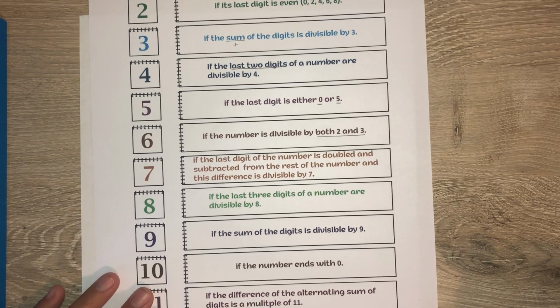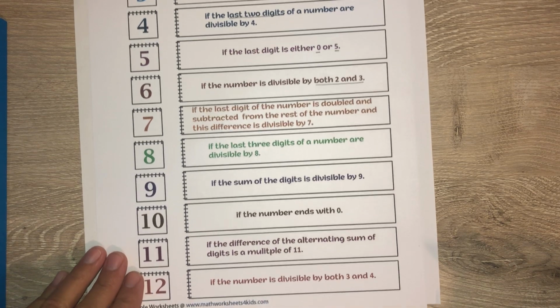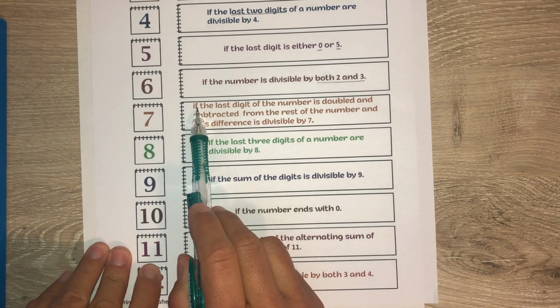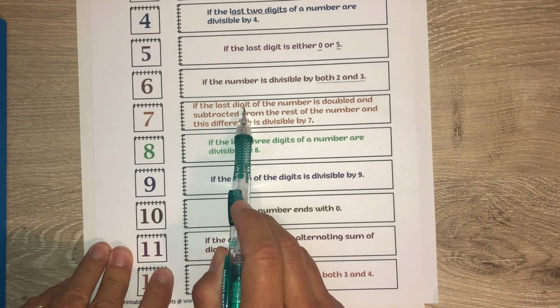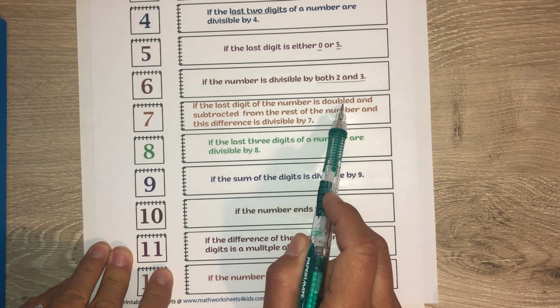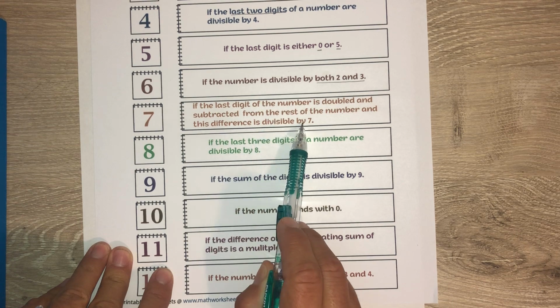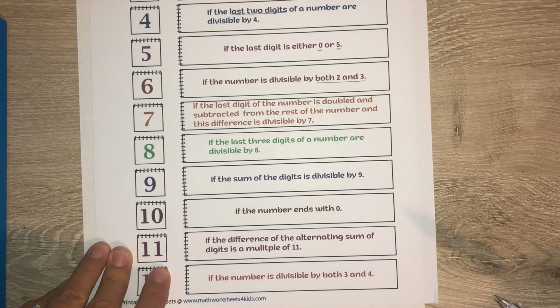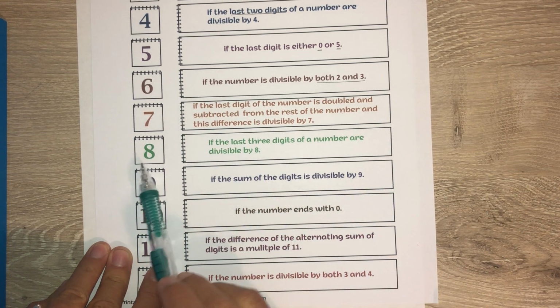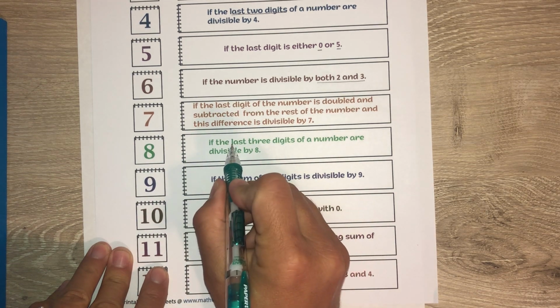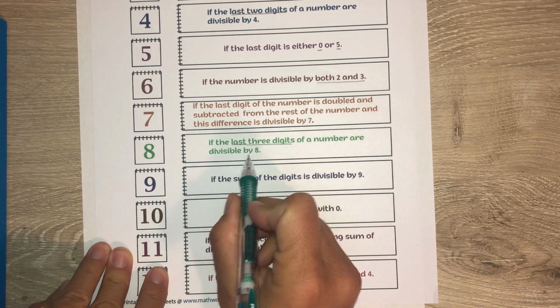Number 7 is a really tricky rule. I honestly never really use the rule for the number 7, but it states if the last digit of the number is doubled and subtracted from the rest of the number, and the difference is divisible by 7. See how many steps that is? It's very confusing. The rule for 8 is the last 3 digits of a number are divisible by 8.